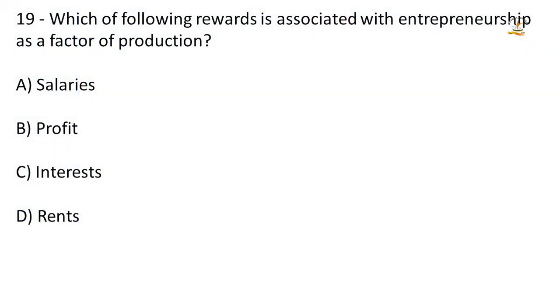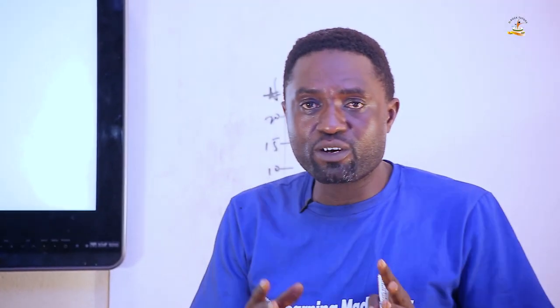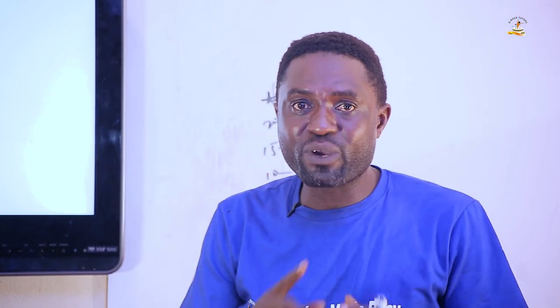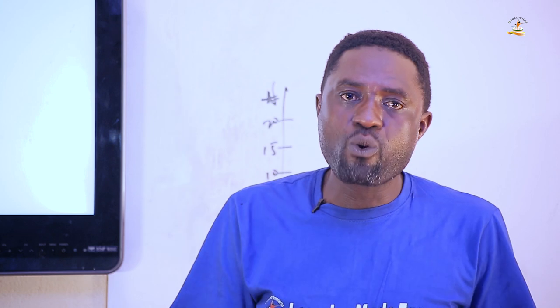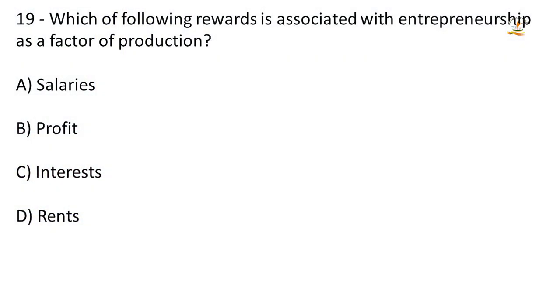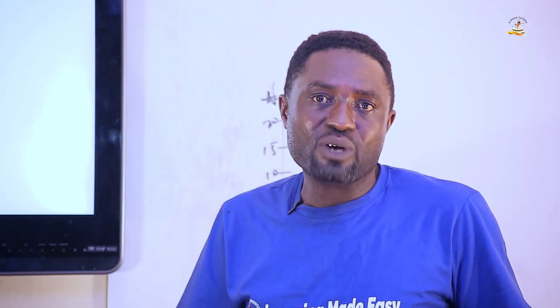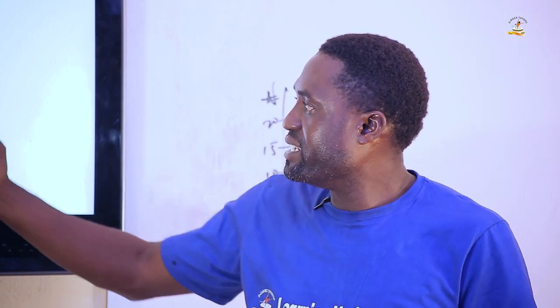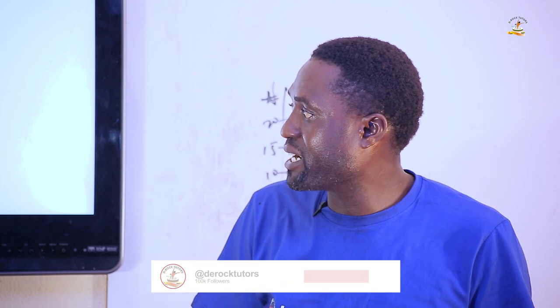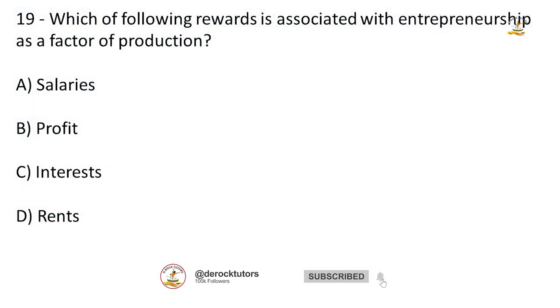Question number 19. Which of the following rewards is associated with entrepreneurship as a factor of production? In economics, there are factors of production. We have land, labor, capital and entrepreneur. And they all have their rewards. Salaries and wages belong to labor. Profit goes to the entrepreneur because you are doing a business simply to make profit. Then interest on the capital and rent on the land you are using for production.